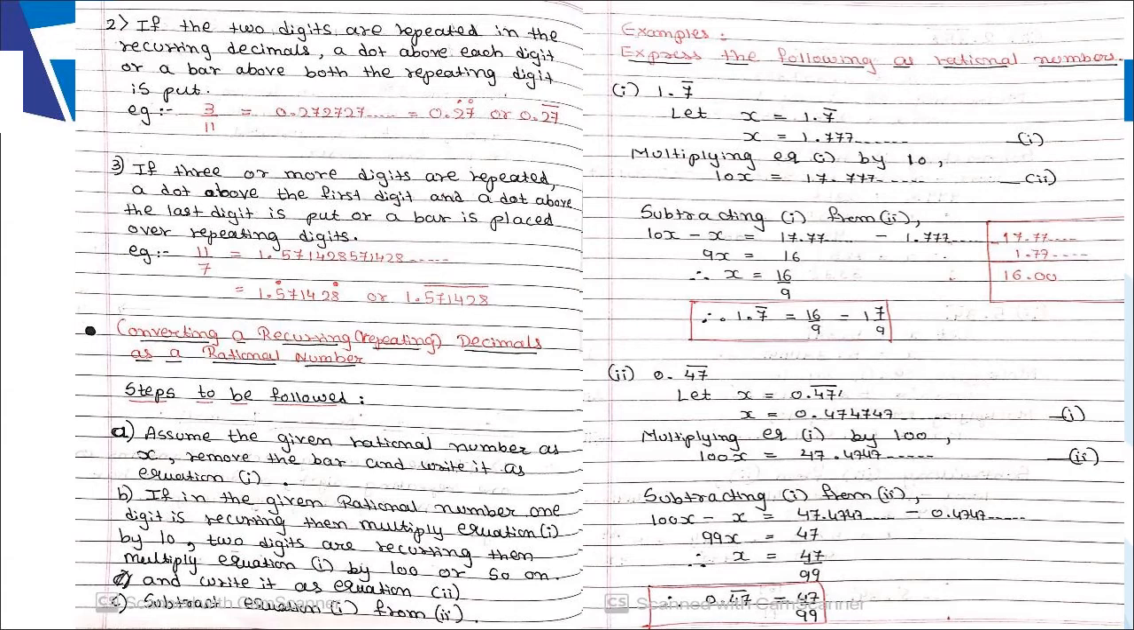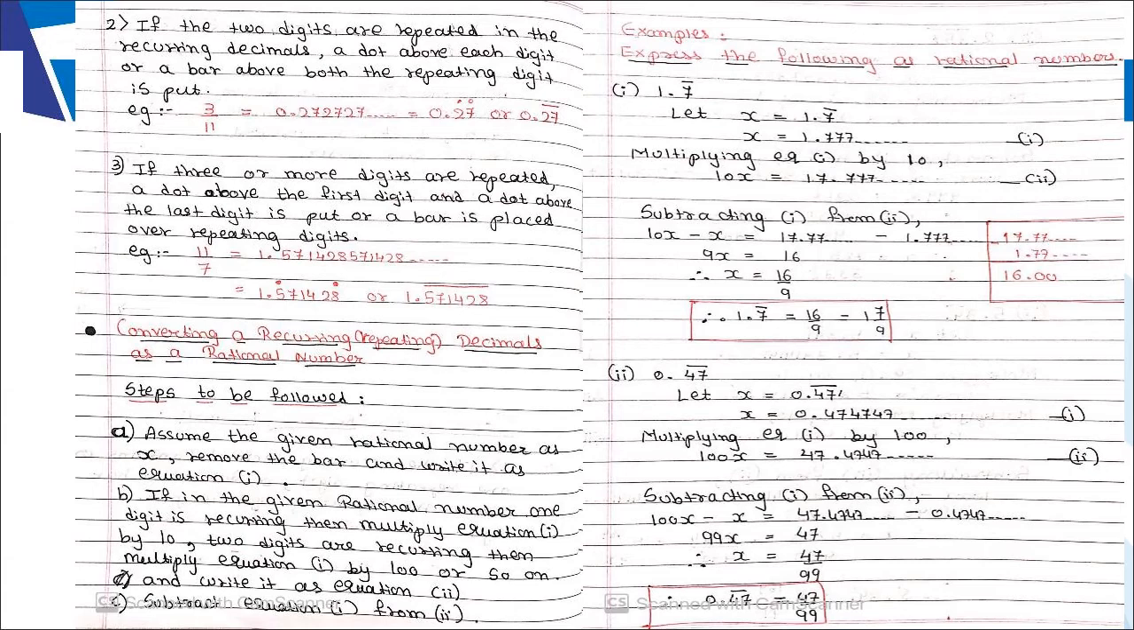So students, we were talking about converting a recurring decimal as a rational number. So let's start. I'm reading the steps written on the left hand side bottom. First step, assume the given rational number as x. Remove the bar and write it as equation 1. Students, when I'm reading these steps, you have to look at example number 1. I will explain these steps with the example so that it will be very easy for you to understand. So what was my first step? Assume the given rational number as x.